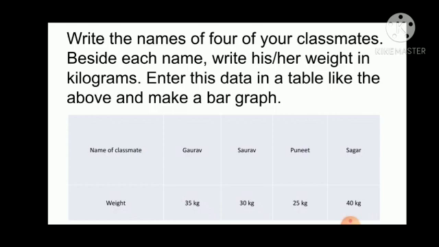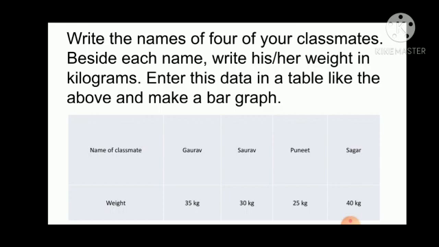Next, write the names of 4 of your classmates. Beside each name, write her weight in kilograms. Enter this data in a table like the above and make a bar graph. Children, here you have to prepare a table first by taking the names of 4 of your friends and the weight of each student you have to take.